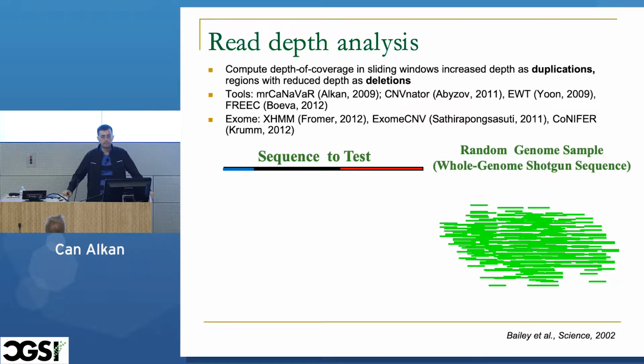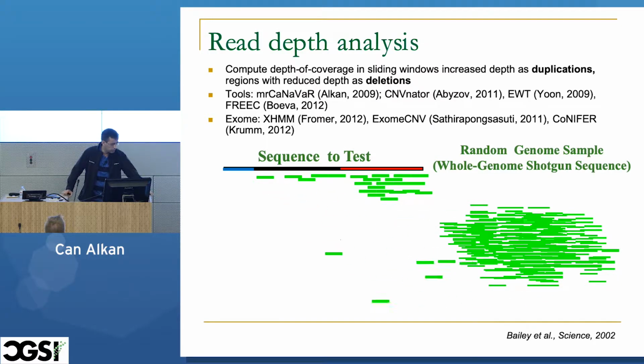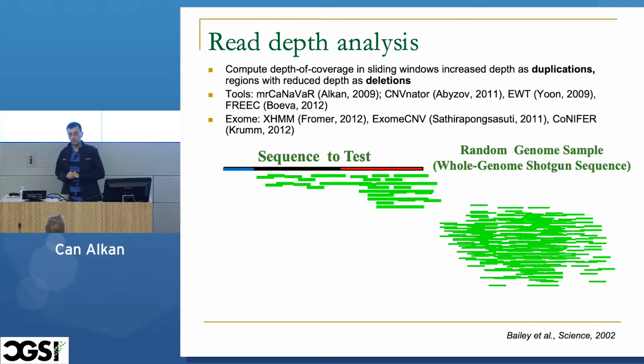We can do the read depth analysis. We basically compute the depth of coverage in sliding windows. So let's say this is our sample sequence data, and then we start mapping it to the reference. This will take a while. Okay, so let's say the blue part of the sequence is a deletion, the red part is a duplication, and the black part is just a unique diploid part of the genome.